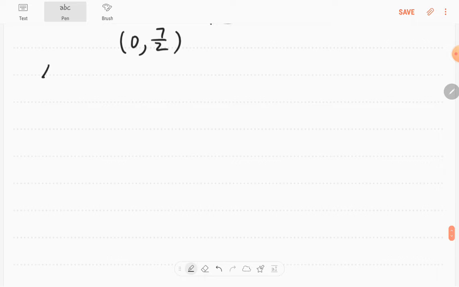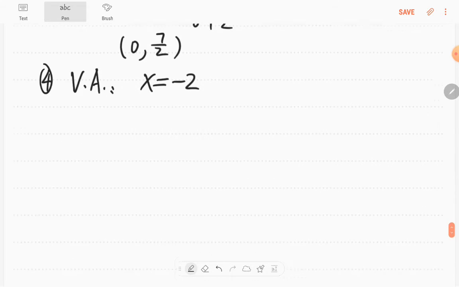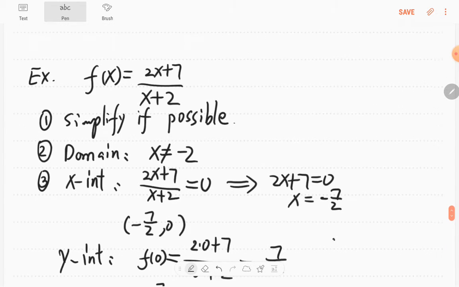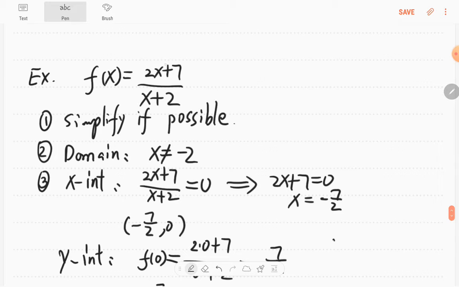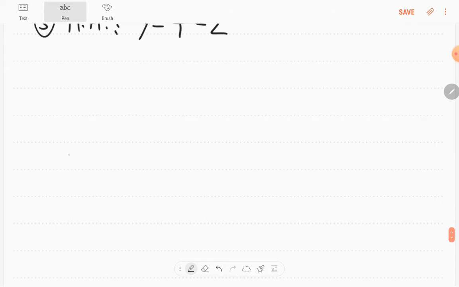And step 4, we need to find the vertical asymptote. The vertical asymptote is the value that makes the denominator 0, so x equals -2. Horizontal asymptote. What would it be? Let's look at this one. This is degree 1, this is degree 1, so the same degree. So the horizontal asymptote is 2 over 1, right? y equals 2 over 1, which is equal to 2. So now let's sketch the graph.